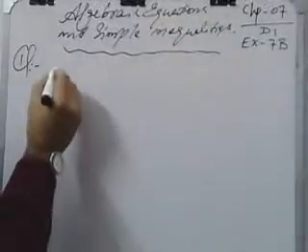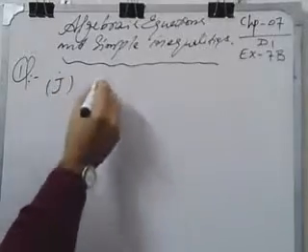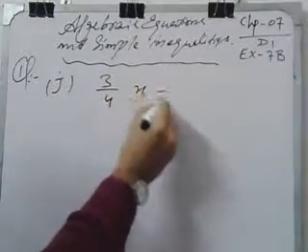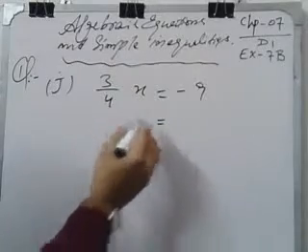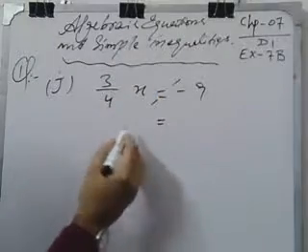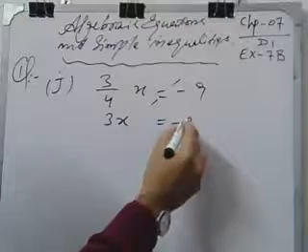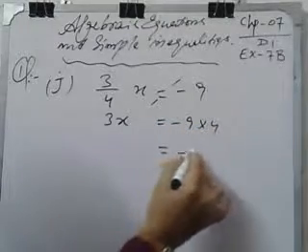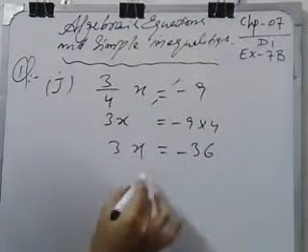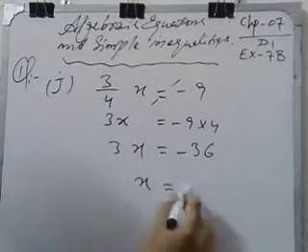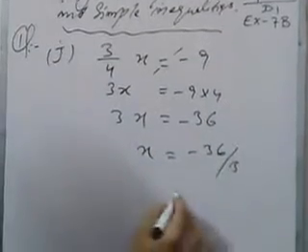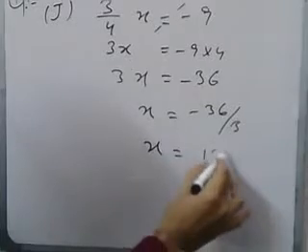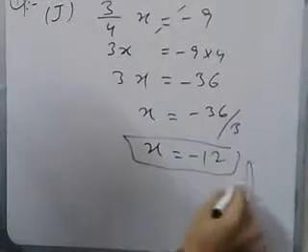So I have to solve the difficult part. So that is your J part, in which you have been asked that 3 by 4 x is equal to minus 9. So using cross multiplication, you will get 3x is minus 9 multiplied by 4. You will get 36. You have to find the value of x. So 36 divided by 3, 3 1s are 3, 3 2s are 6, the negative sign, so you will get minus 12.